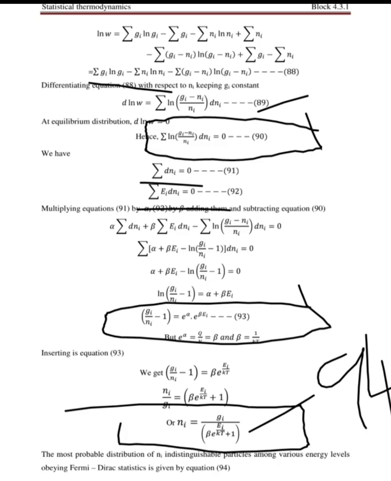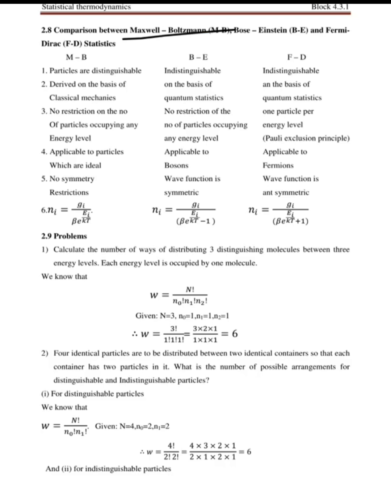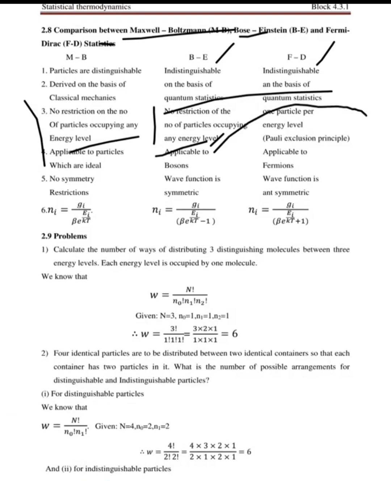So first we are going to go to the comparison between these three: Maxwell-Boltzmann, Bose-Einstein, and Fermi-Dirac statistics. What do they say? The particles are distinguishable in Maxwell-Boltzmann and indistinguishable in Bose-Einstein and in Fermi-Dirac statistics. Next, the first is derived on the basis of classical mechanics, and these two are derived on the basis of quantum mechanics. There is no restriction on the number of particles present in each energy level, and even in Bose-Einstein there is no restriction on the number of particles in each energy level, but there is a restriction in Fermi-Dirac statistics: one particle per energy level.